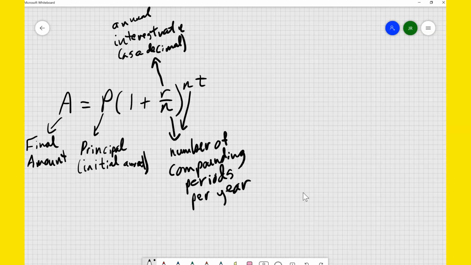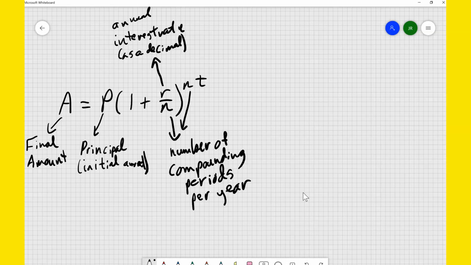So if it says compounded annually, then N would just be 1 because it just means it's compounded once per year. If it says compounded semi-annually, that means the N is 2 because it's compounded twice per year. If it says compounded quarterly, then quarterly means 4 times a year, so N would be 4. If it said weekly, that would be 52. If it said daily, that would be 365. If it said monthly, what would it be? N would be 12 in that case.